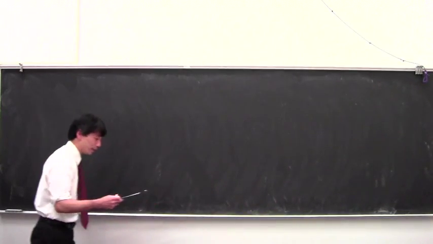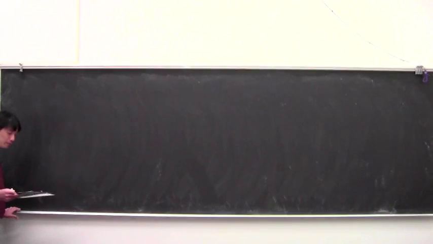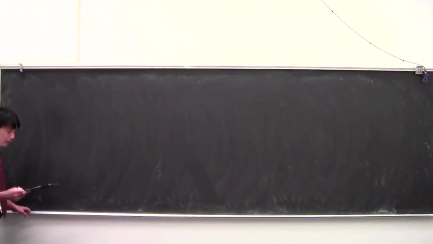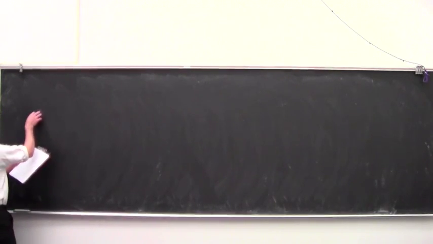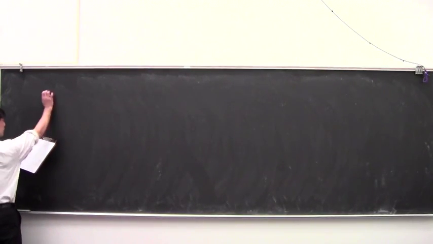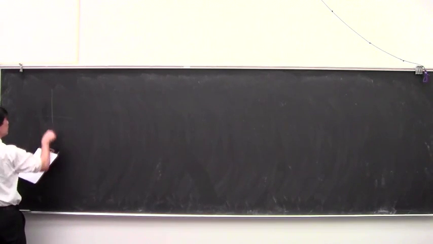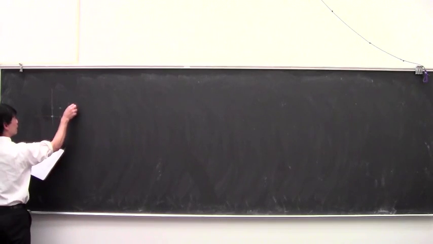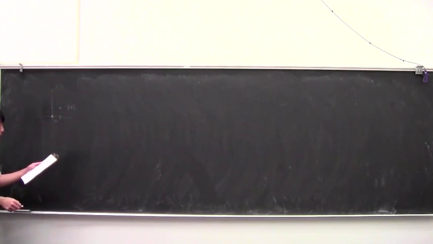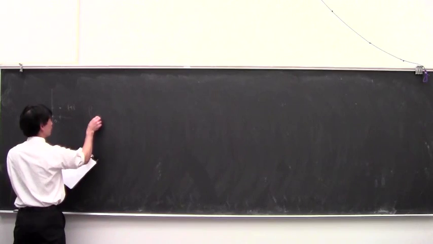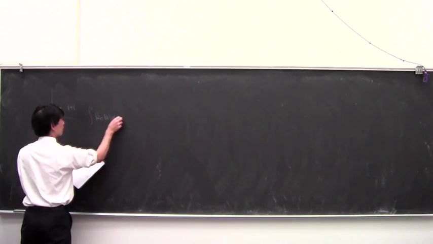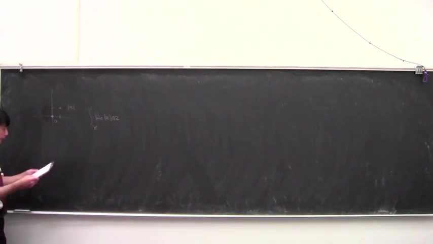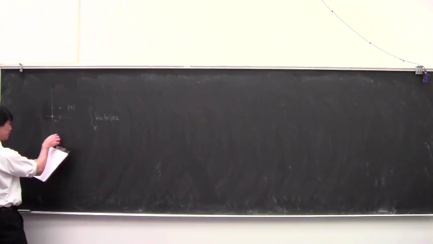Okay. So one more example of integration. Let's look at the plane with the point 0 and the point 1 plus i. We're going to look at the integral of the real part of z along two different paths that start at 0 and end at the other point, 1 plus i.